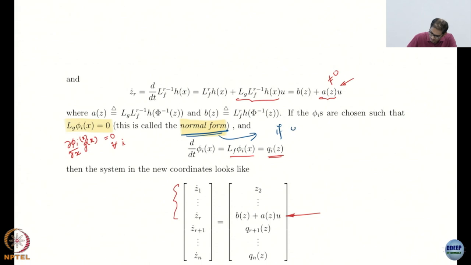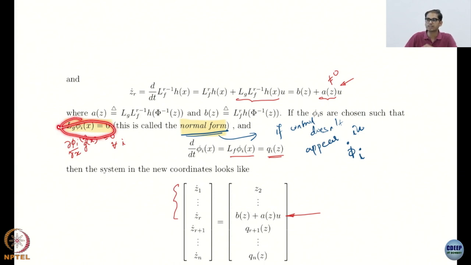If control doesn't appear in the phi I dot equations, and that's how you choose the phi, what does it mean? It means that L_G phi_I(x) is equal to 0. Because that is the way control will not appear, right? Because this is the control vector field, right?